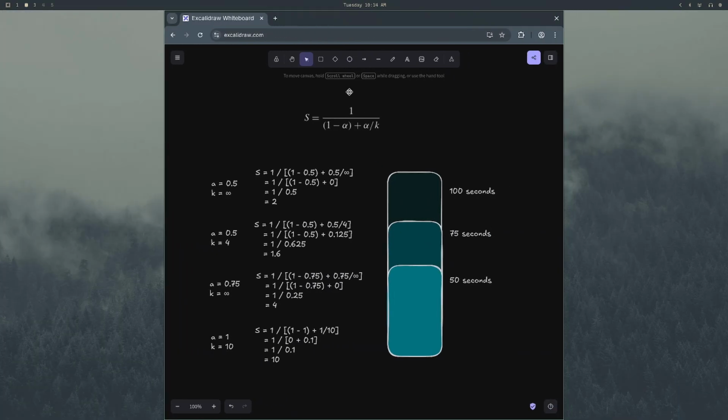So we have Amdahl's law, which is expressed as the speedup of the entire process in relation to two terms, alpha and k, where alpha is the proportion of the process that you're optimizing, and k is the amount of speedup that you obtain by optimizing that portion of the process. A good example would be a process that takes 100 seconds to run. This is a completely serial process, no parallelism involved, just 100 seconds from start to finish.